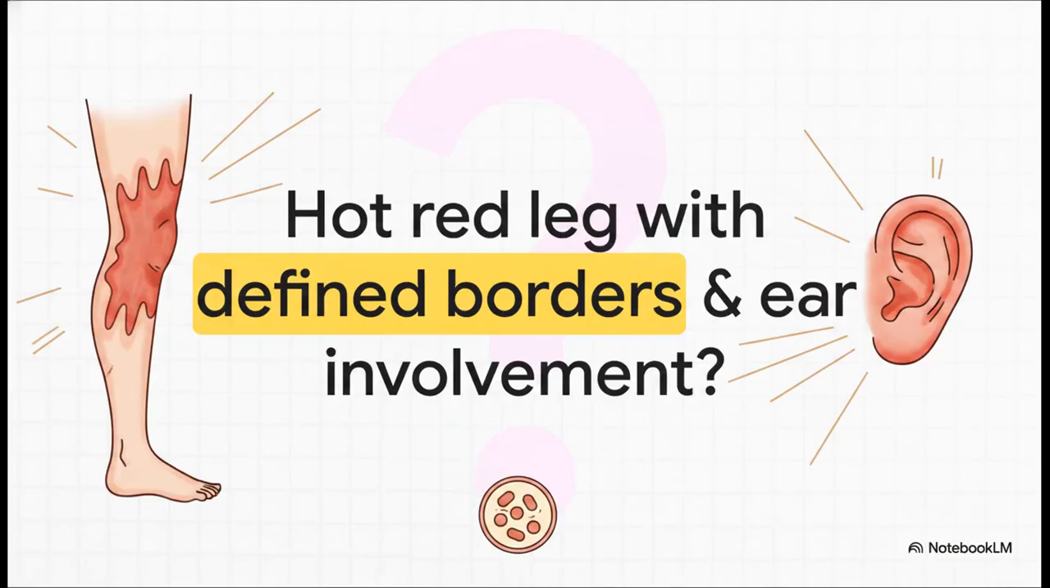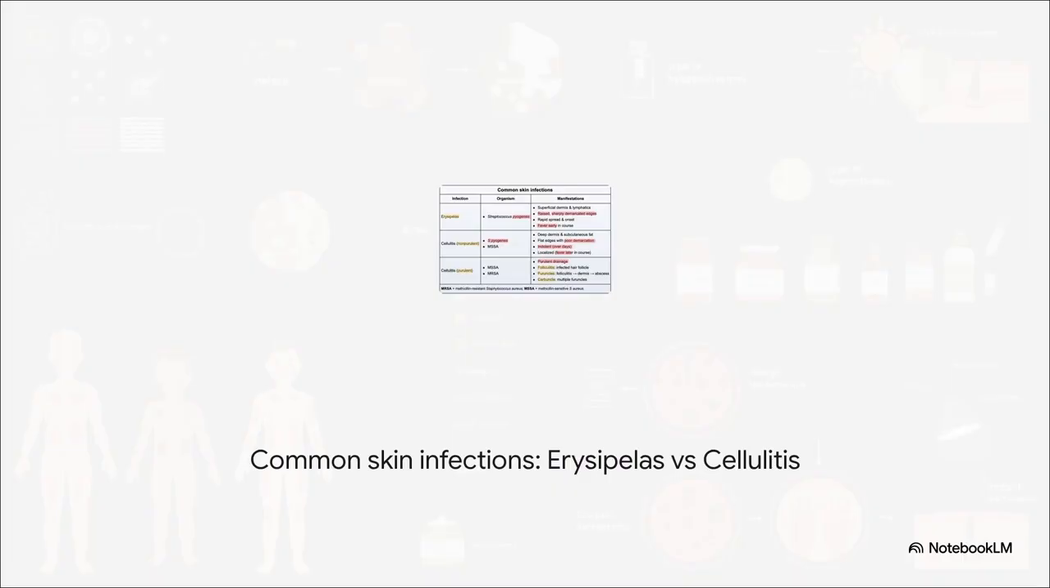All right, shifting gears to our dermatology algorithms, I want you to lock in this physical exam clue. A patient presents with a swollen, hot, red leg. It has sharply defined borders, and get this, there is external ear involvement. What's the diagnosis? The answer is erysipelas. That external ear involvement is the ultimate key clue here.